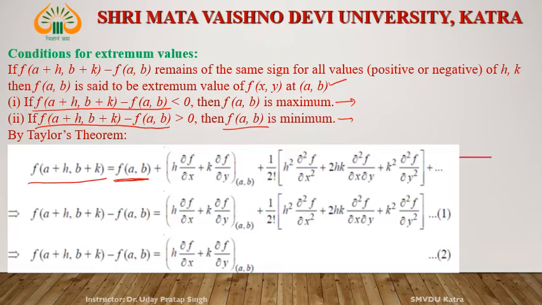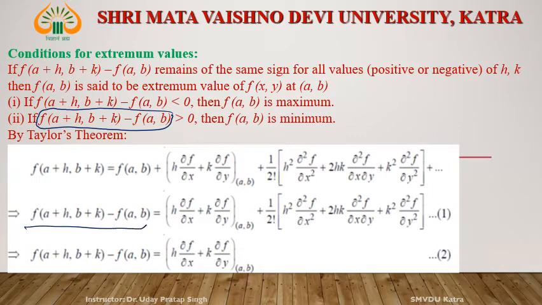Now, f(a+h, b+k) minus f(a,b). Take it to the right-hand side. We got this term. Now this is equal to h ∂f/∂x plus k ∂f/∂y at (a,b), and 1/2 factorial plus similarly third order terms. This is at (a,b). But see, what are h and k?